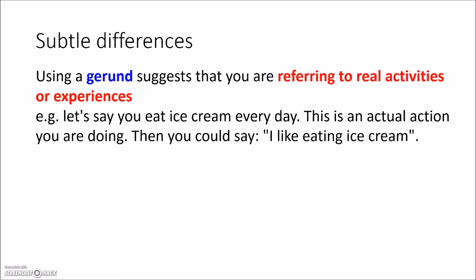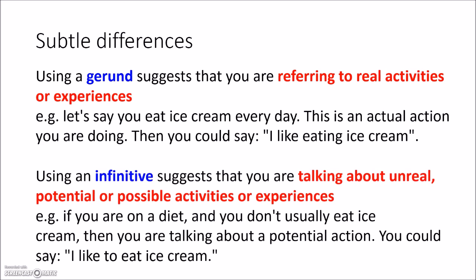When you're using a gerund, it suggests that you're referring to something that is real, something that is really happening. Let's say you eat ice cream every day, so this is an actual action that you're doing. Then you could say, I like eating ice cream. But when you're using infinitives, it suggests that you're talking about unreal, potential, or possible activities or experiences. That means something that is potentially likely to happen. For example, if you are on a diet, you don't usually eat ice cream. Then eating ice cream is not something that you do usually, but it is a potential action. Then you could say, I like to eat ice cream. You can use an infinitive here instead.